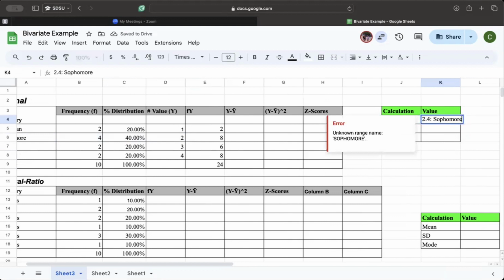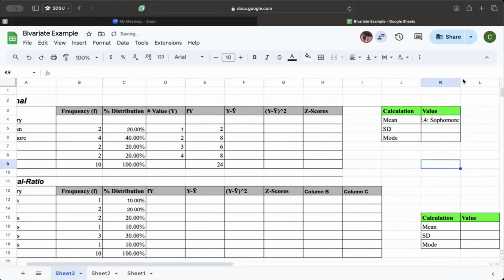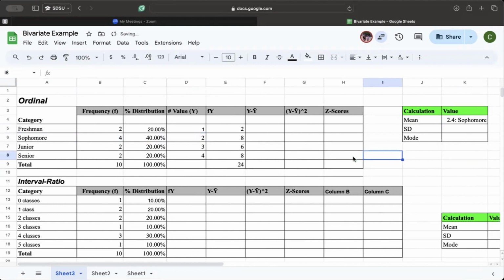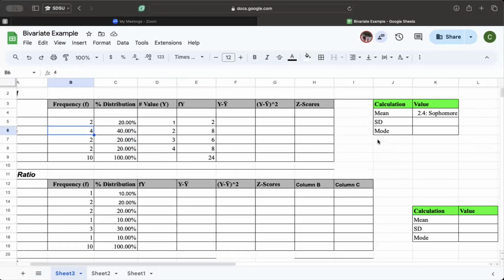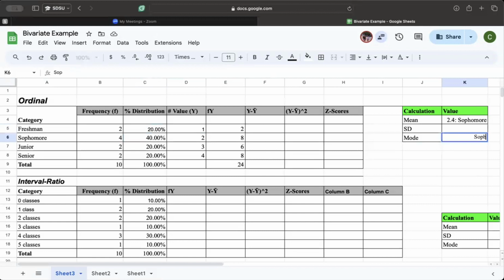Oops, sorry, no equal sign. There we go. Okay. Next, I'm going to look at this. I'm going to say, okay, well, the highest percentage is sophomore, which means that it has the highest frequency, which gives me sophomore for my mode, because remember that your mode is reported on the category.